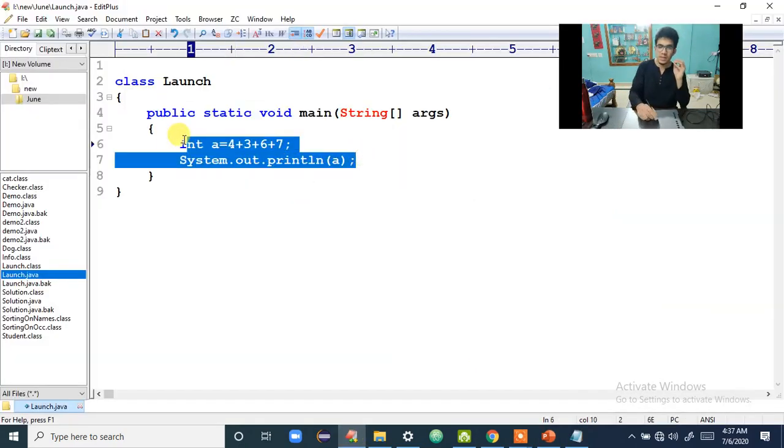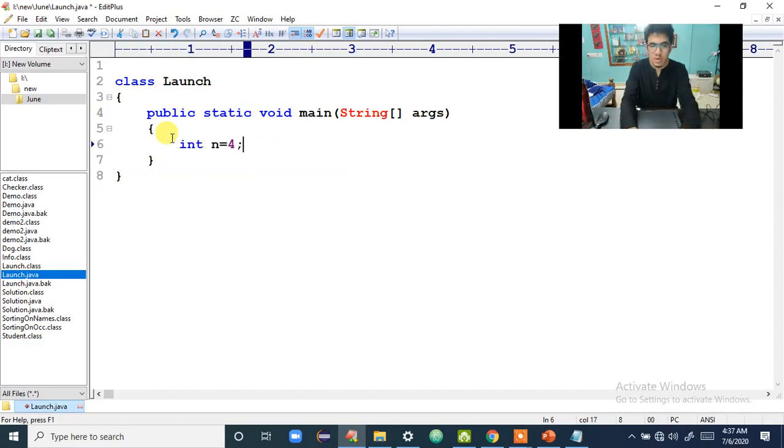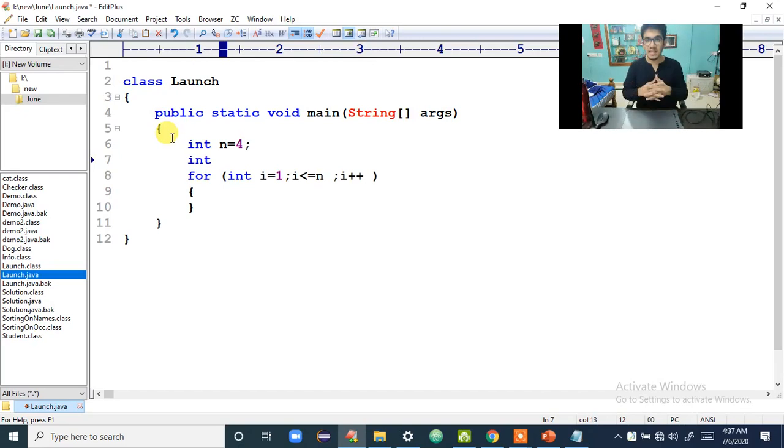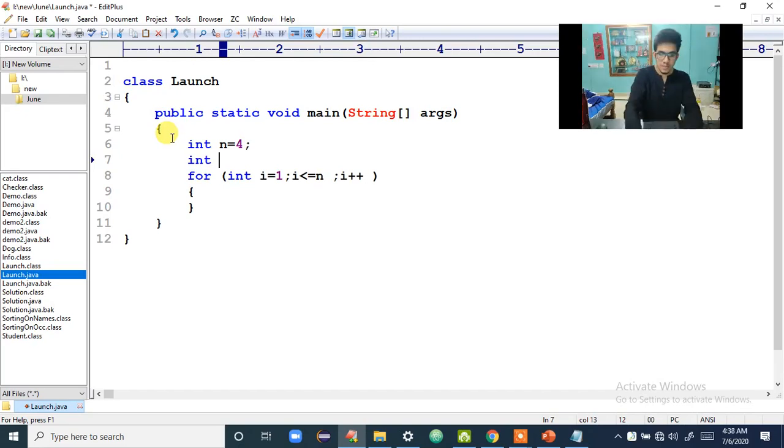So always remember, int n is equal to 4. Let me write now a variable int n equal to 4. I'll be writing a for loop here where int i should start from 1, i should be less than or equal to the given n value, i plus plus. I have to create one variable sum. For addition, my sum has to be 0. So I'll write int sum is equal to 0.